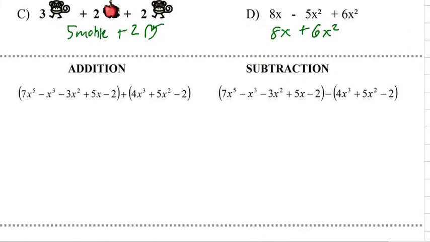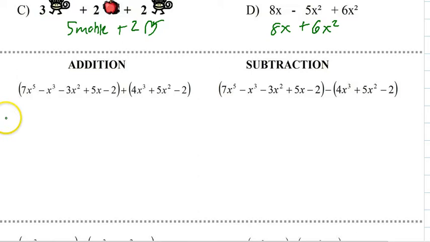Alright, so for polynomial addition, what we're going to have is 2 giant polynomials, sometimes smaller ones, but we're looking for like terms. So if you look at it, you have x to the fifths, x cubes, x squareds, x's, and whole numbers, or integers, or real numbers. Let's just call them constants. And then we have x cubes, x squareds, and some more constants. Alright, and what you're going to do is just take like terms with like terms.